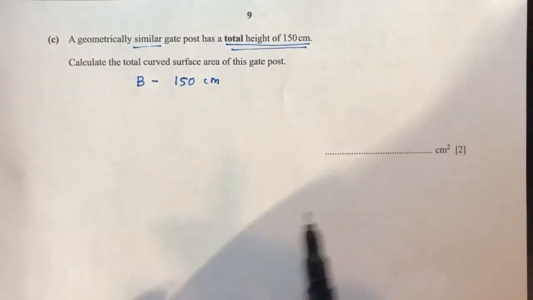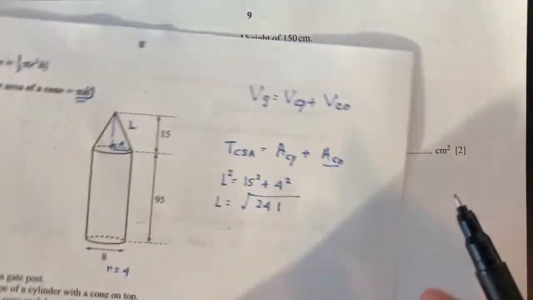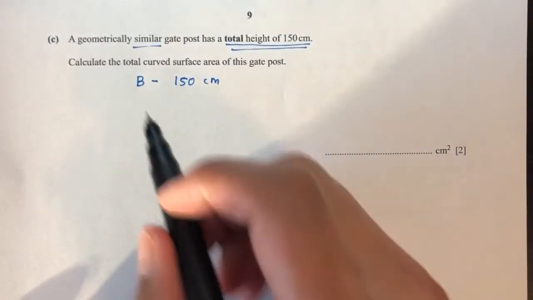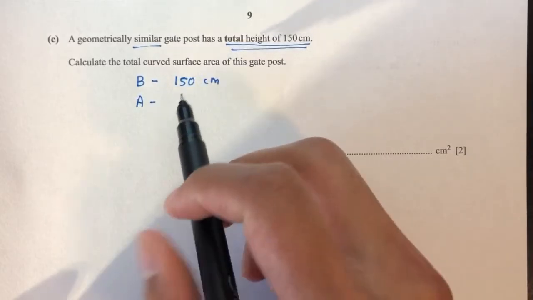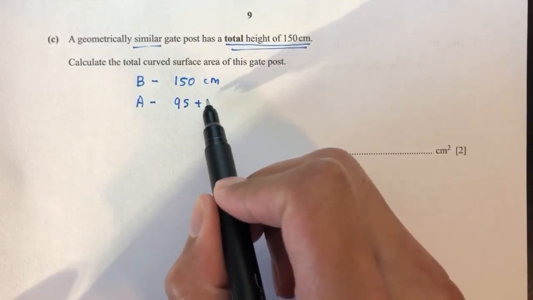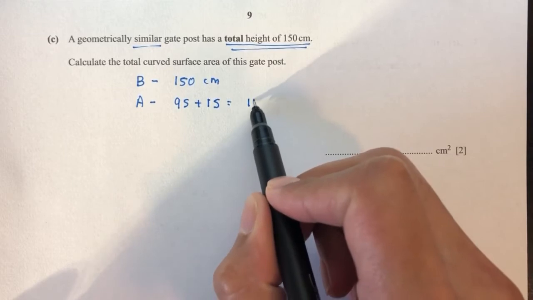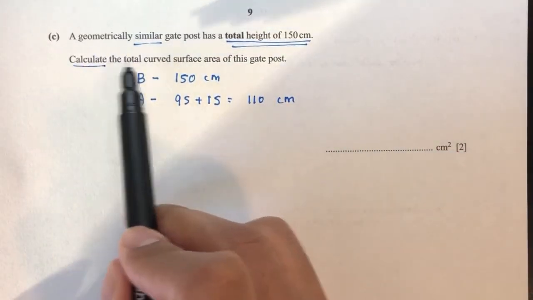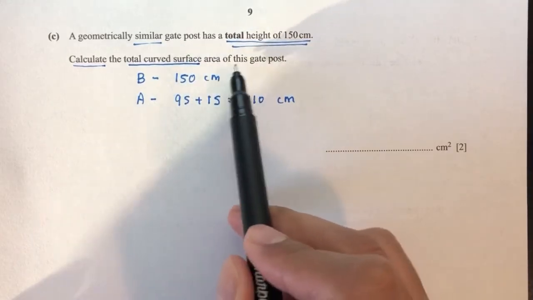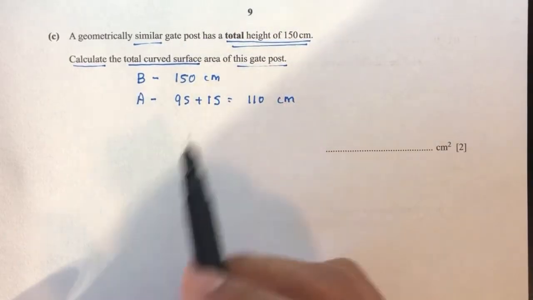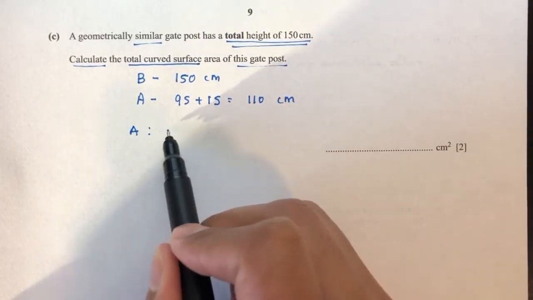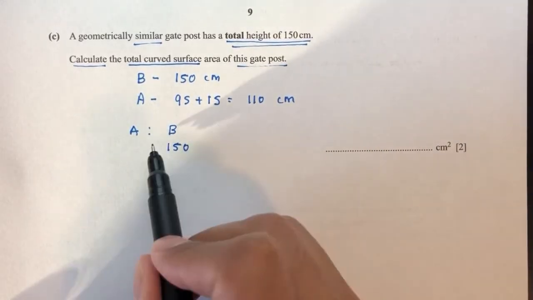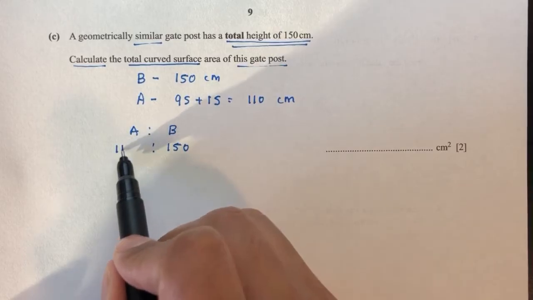And let's call the first one A. What is the height of A? The height of A is 95 plus 15, which is a height of 110 centimeters. So the question is, calculate the total curved surface area of B. So we have to find the ratio of A to B. B is 150 and A is 110.